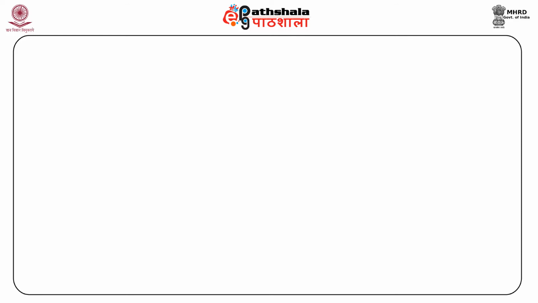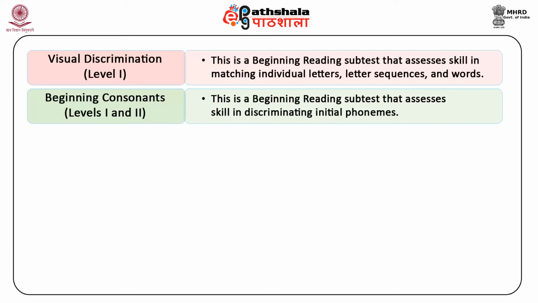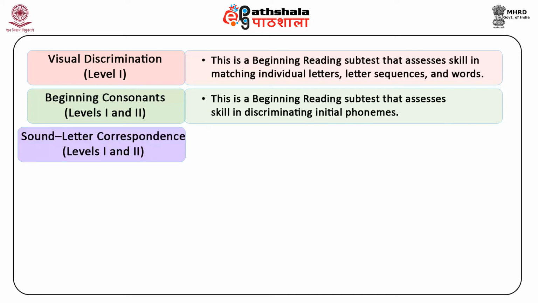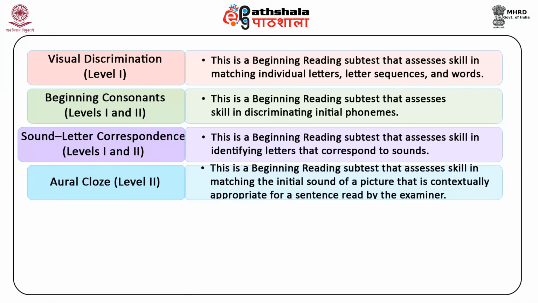The subtests are visual discrimination, level 1. This is a beginning reading subtest that assesses skill in matching individual letters, letter sequences, and words. Beginning consonants, levels 1 and 2. This is a beginning reading subtest that assesses skill in discriminating initial phonemes. Sound-letter correspondence, levels 1 and 2. This is a beginning reading subtest that assesses skill in identifying letters that correspond to sounds. Oral cloze, level 2. This is a beginning reading subtest that assesses skill in matching the initial sound of a picture that is contextually appropriate for a sentence read by the examiner.